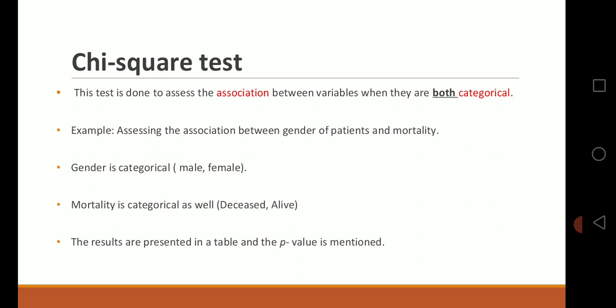Okay, let's see each type of these variables. We saw that gender is a categorical variable, and we saw that mortality is a categorical variable. Association between categorical variables is done through the chi-square test. Okay, in this case we will choose the chi-square test to assess the association between these variables. This is how we select the proper test to conduct for your inferential statistics.